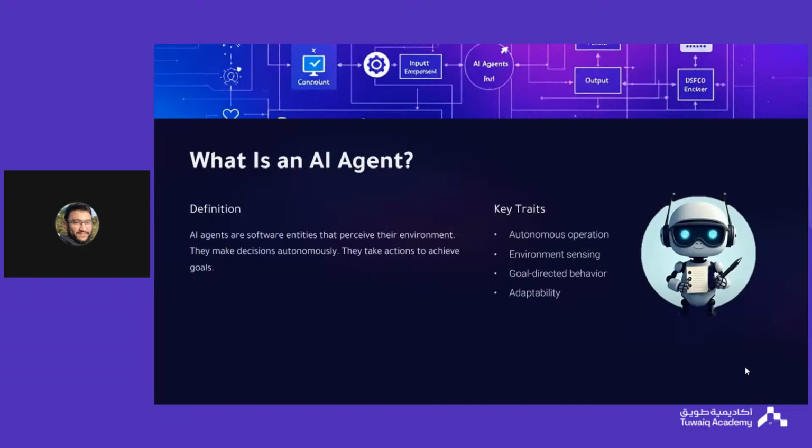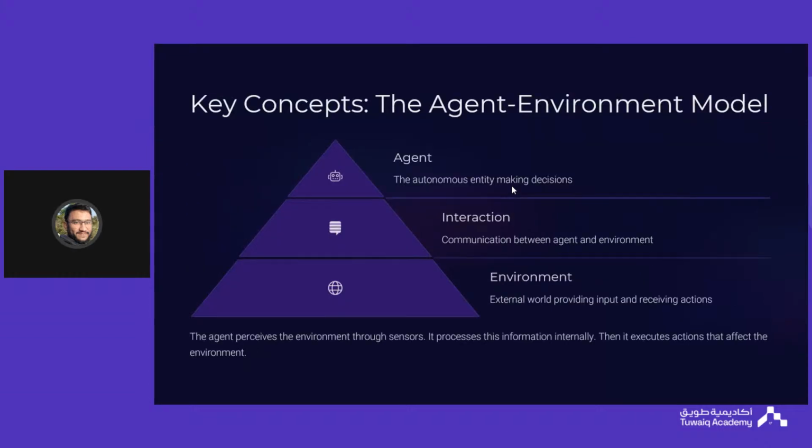Coming to the next, what exactly is an AI agent? The definition itself says that it's a software entity that perceives its environment, makes decisions autonomously, and takes actions to achieve goals. The key traits are quite important. Because we have autonomous operations, we need to be very careful when we define the set of definitions given to an AI agent. And this agent has environment sensing, goal directed behavior, as well as adaptability.